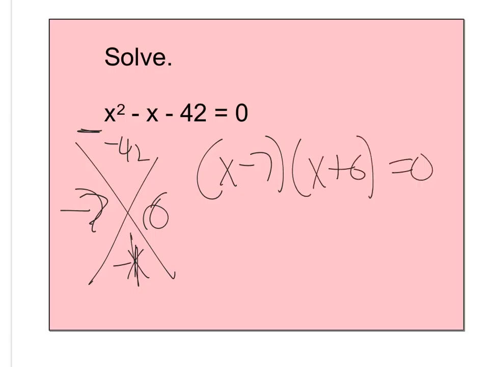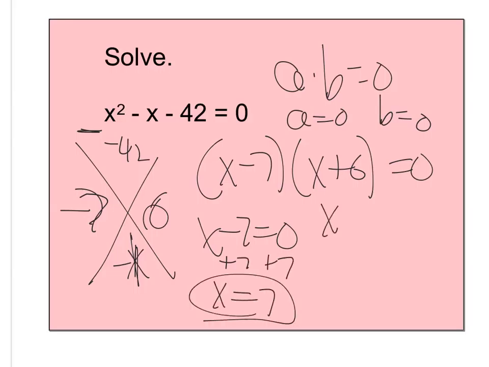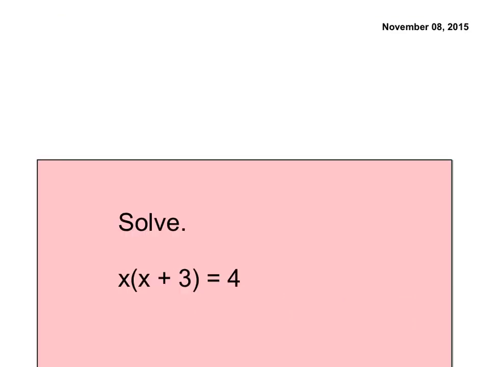Then remember, according to the zero product property, if I have two things that equal 0, then either A equals 0 or B equals 0. So with that idea, set each part equal to 0. So either x equals 7 or x equals negative 6. So there's my answers. That's just a recap of factoring.